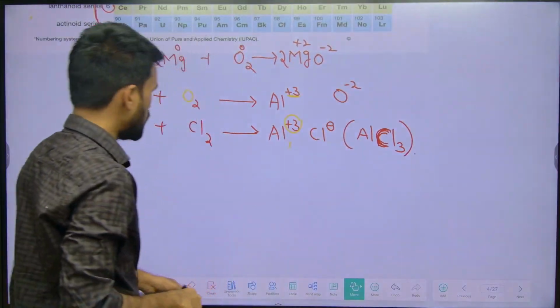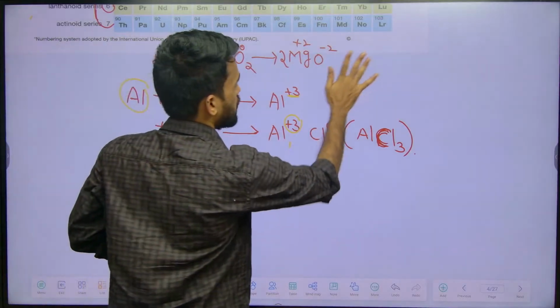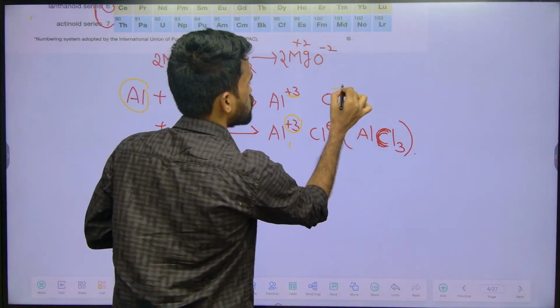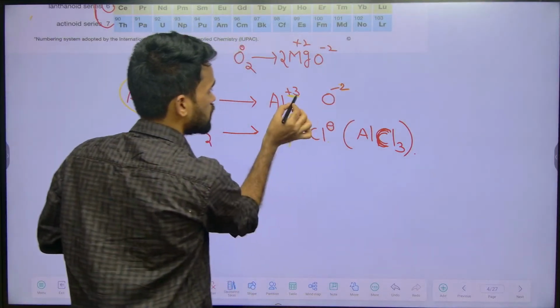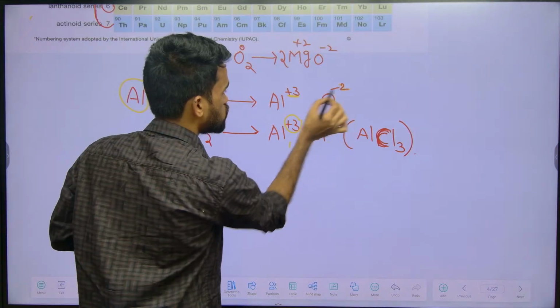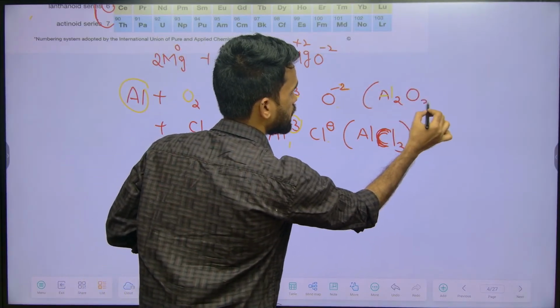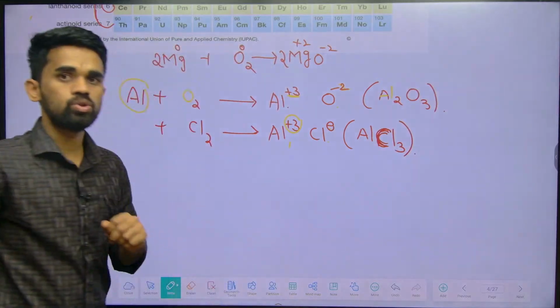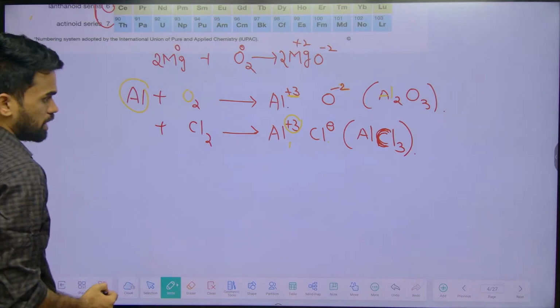Okay, so here aluminium by losing 3 electrons becomes plus 3, oxygen by gaining 2 electrons becomes minus 2. So now what I told you, do that crisscross method. Crisscross method means what? So these 3 here, these 2 here. So you can simply write Al2O3 like this, Al2O3. Okay, next thing, I can give you some other examples now.